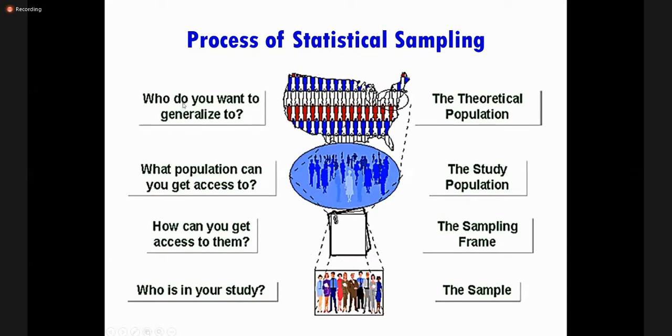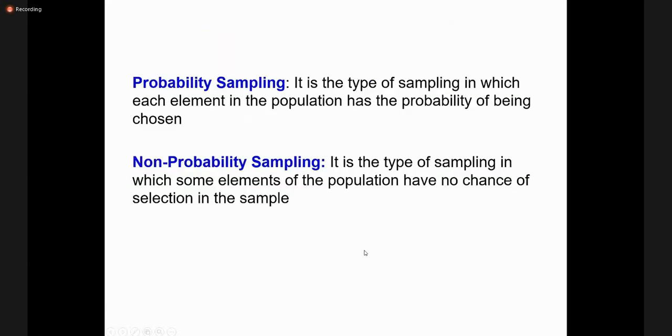So now we have covered up to this, and now we will discuss more about how to do the final step, that is who is in your study, how you will decide in the last step who is going to be part of your study among the millions or thousands in the list. Okay, so this is very important. So now just focus on the two major types of sampling. That is probability sampling and non-probability sampling.